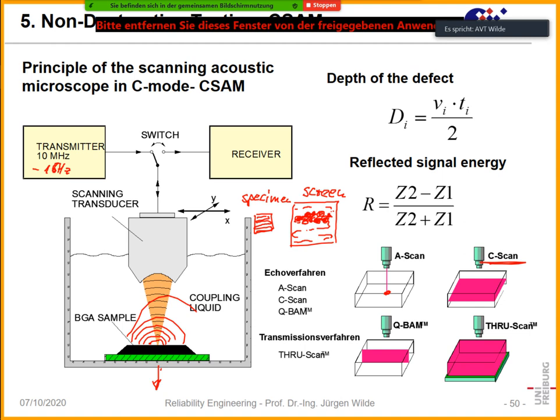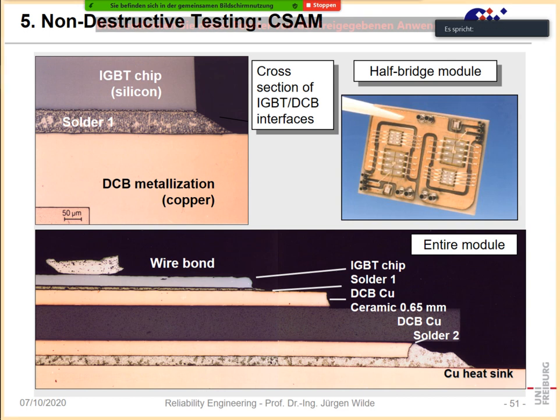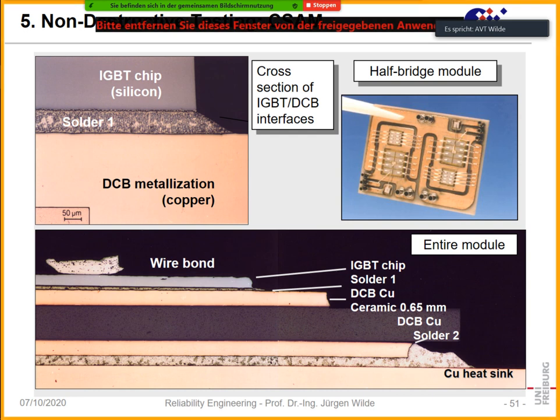And that's a method where you can also get resolutions down to a micrometer when you have very high frequencies of ultrasound. So in typical applications it goes maybe to 100 megahertz, but special systems can go to 1 gigahertz. Okay, now I give you some examples. That was from a very old investigation.